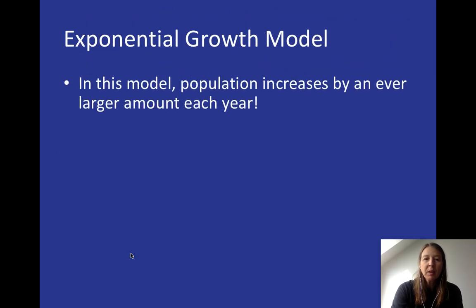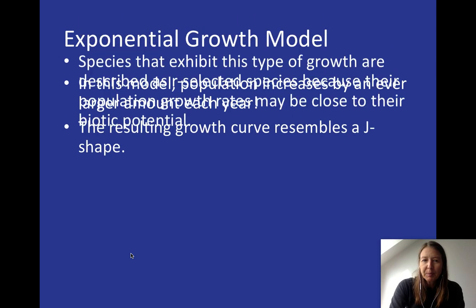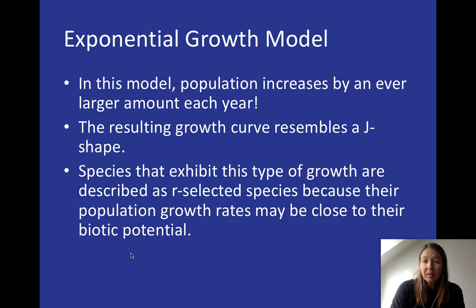The idea of exponential growth is that the population growth is going to keep increasing by a larger amount every year. It's not going to be adding the same amount of individuals every year. The amount of growth, like how much bigger it's getting, is going to get bigger every year. And we end up getting a J-shaped curve. Species that exhibit this type of growth, we talk about them as R-selected species because their growth rates are super close to their biotic potential.